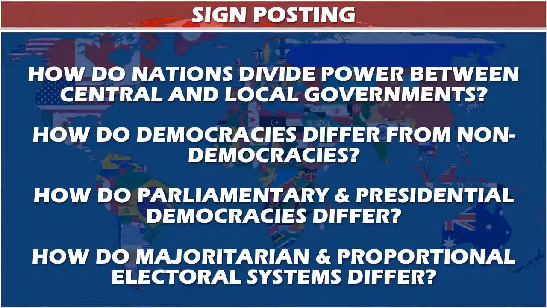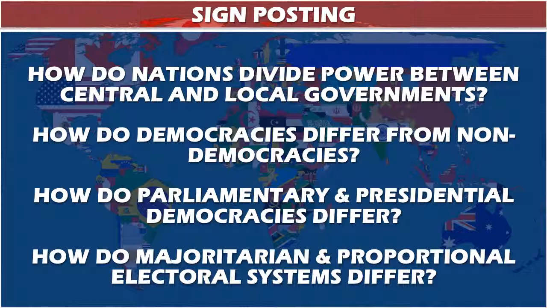So, some basic questions. The first one is, how do nations divide power between central and local governments? And this is a difference that exists both in authoritarian governments as well as democratic governments. Whether power is centralized in the national government or power is distributed among the central and also local and regional governments.